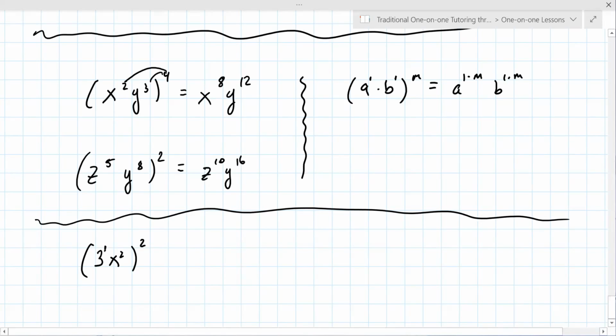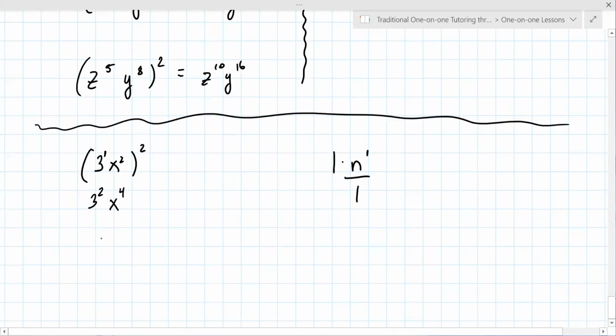1. So a number has an exponent, right? It's also being multiplied by 1. It's also being divided by 1. But we never write any of that. But you have to know that that exists. So now this 1 is multiplied by 2. So this is 3 squared x to the fourth power. 2 times 2. You wouldn't leave it like this. This is 9x to the fourth. 9x to the fourth.